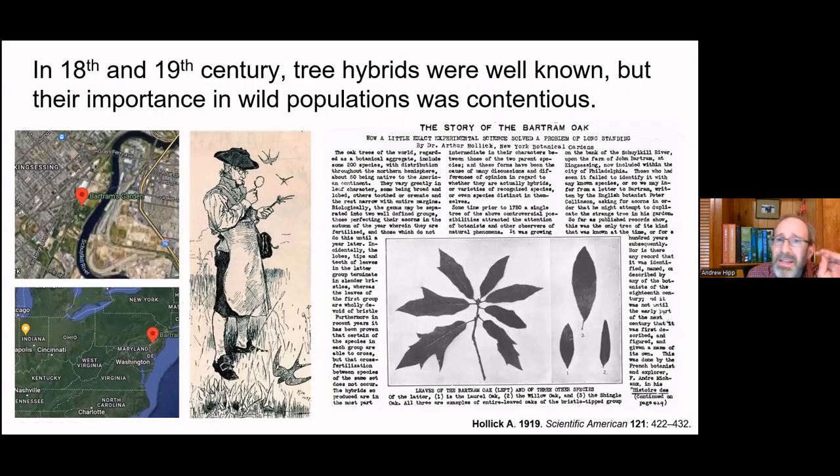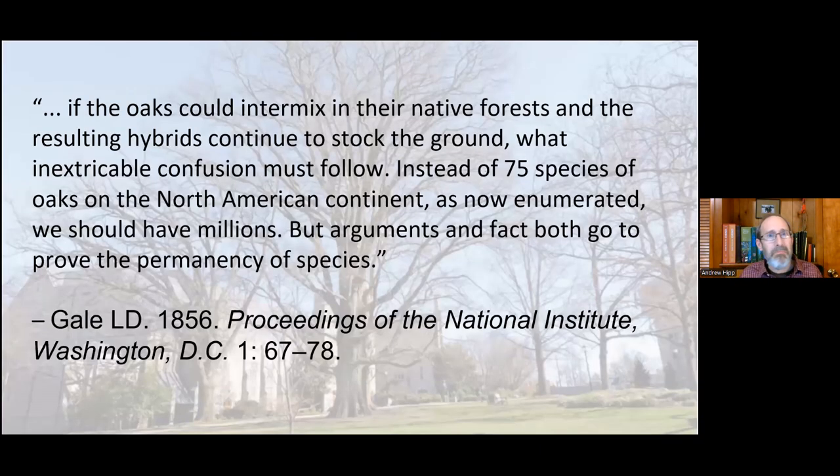So in the 18th and 19th century, tree hybrids were really well known, but their importance in wild populations was contentious. There's all this work on some oaks found along the Schuylkill River. These are called Bartram's oaks. People studied these. There's a whole story to be told there that's kind of fascinating. But the Bartram oak became kind of a lightning rod for this discussion of whether or not hybrids could be real in natural populations.